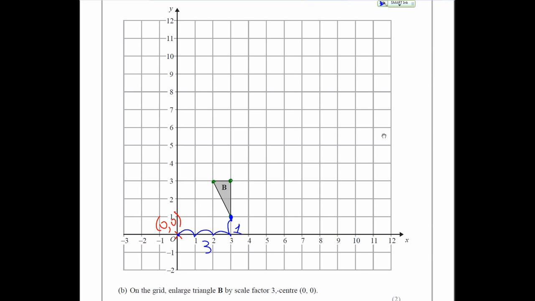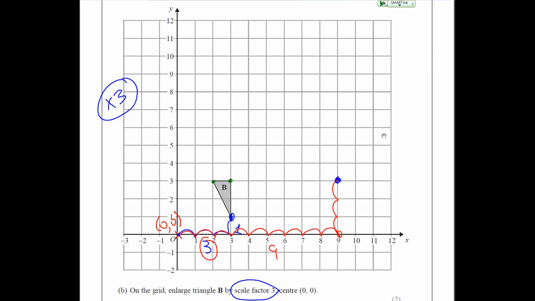Now you're enlarging it with a scale factor of 3. So anything that you did before, you need to do 3 times that. So instead of going 3 across for our new shape, we're going to go 1, 2, 3, 4, 5, 6, 7, 8, 9. Okay? 3 times 3. So you've got 9 across. Instead of 1 up, times by 3, 1, 2, 3. So this old corner has gone to here now.